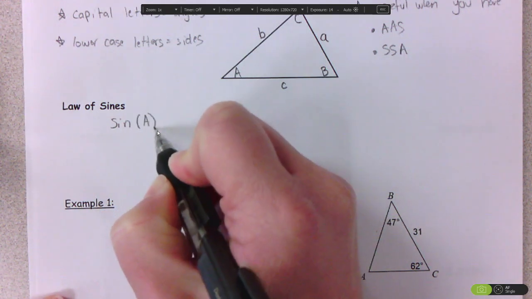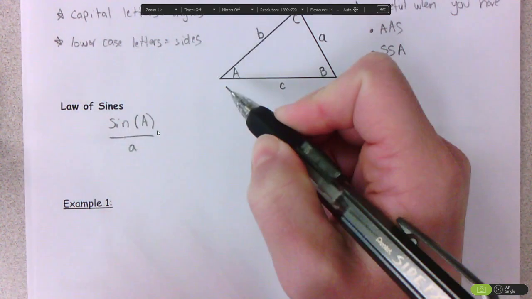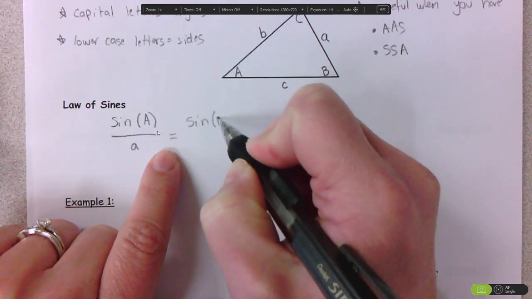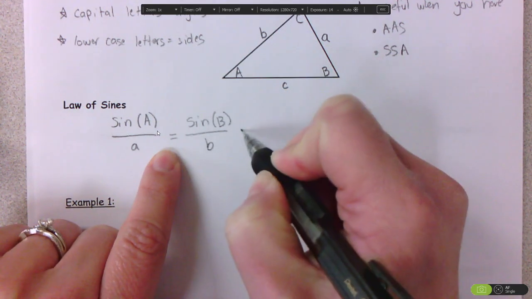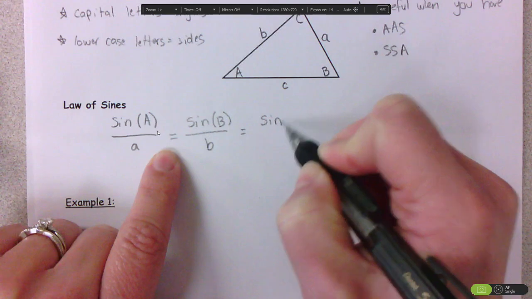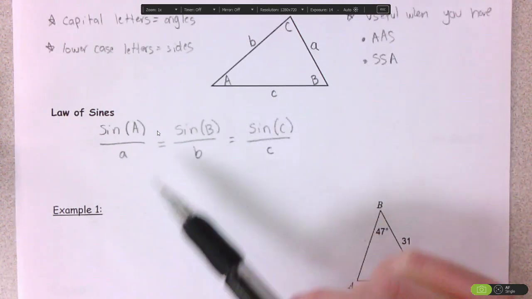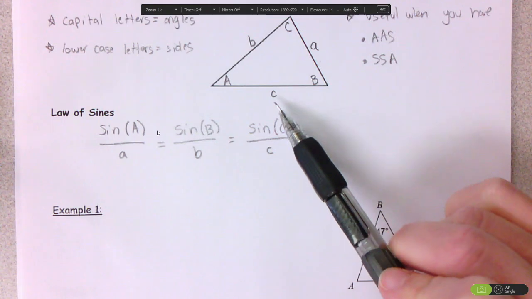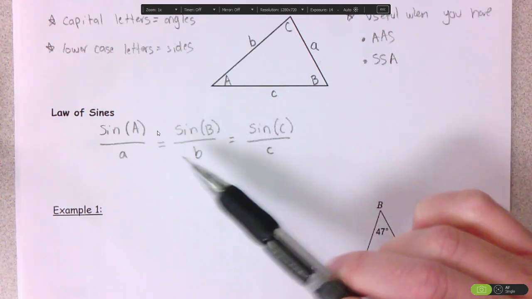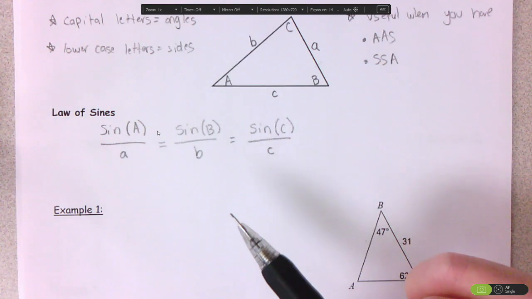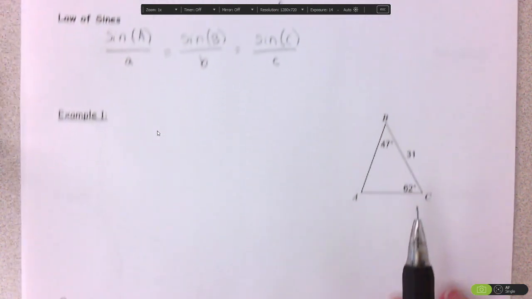Sine of A over side A is proportional to sine of B over side B, which is proportional to sine of C over side C. So if we take sine of any of the angles and put it over the side across from it, it's all proportional to another angle over the side across from it. Okay, so let's look at an example.